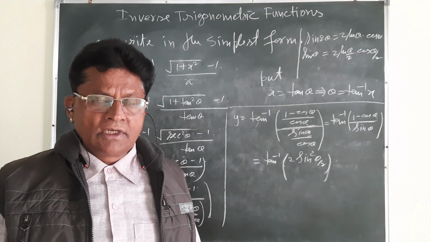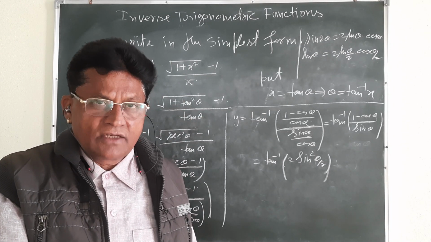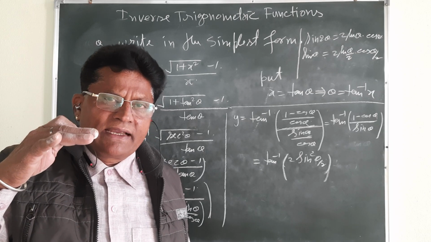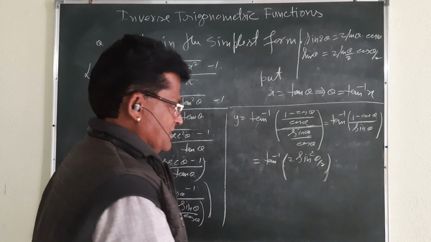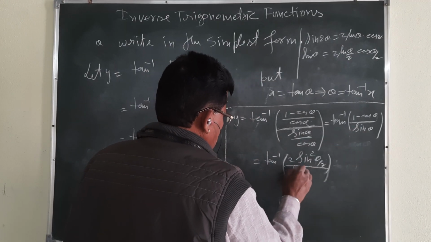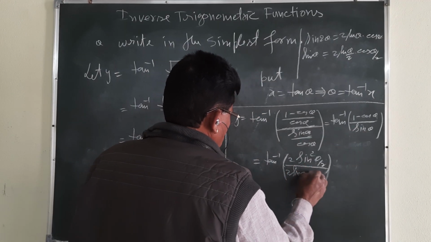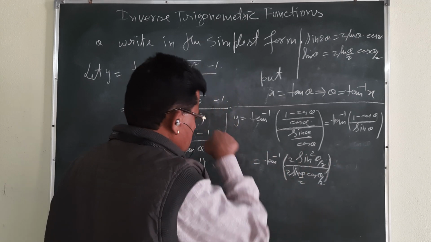You see the chart, prepare the chart of the properties of trigonometrical functions. You must keep it in mind, then find out the solution. Right? Sin theta means 2 sin theta by 2 cos theta by 2. Okay, 2 will be cancelled, sin theta by 2 will be cancelled.